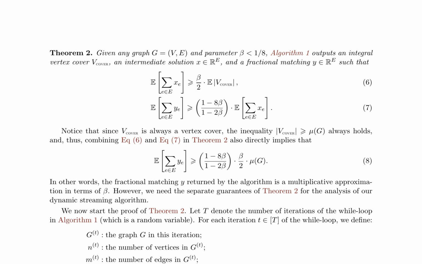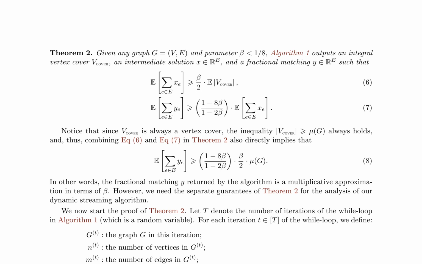Given any graph G and parameter beta less than 1/8, algorithm 1 outputs an integral vertex cover V_cover, an intermediate solution x, and a fractional matching y such that x is in the range of beta to 2 times V_cover. This implies that the fractional matching y returned by the algorithm is a multiplicative approximation in terms of beta.